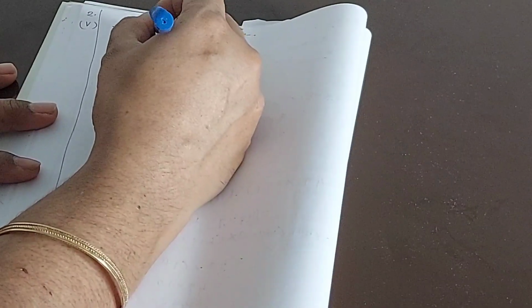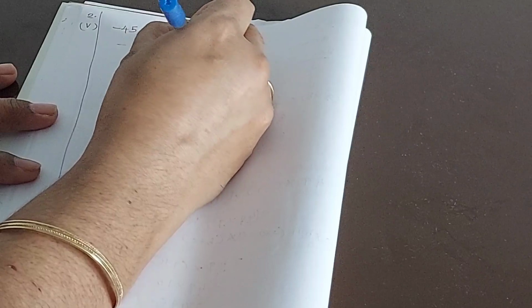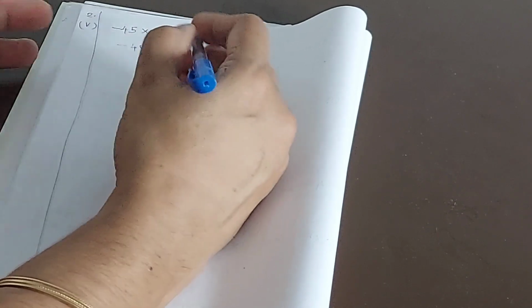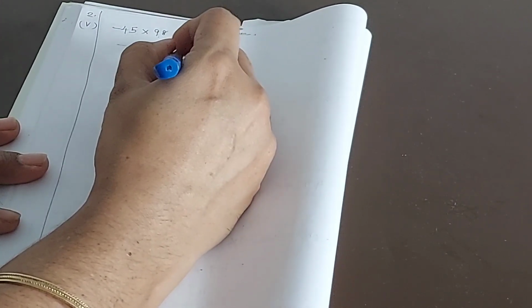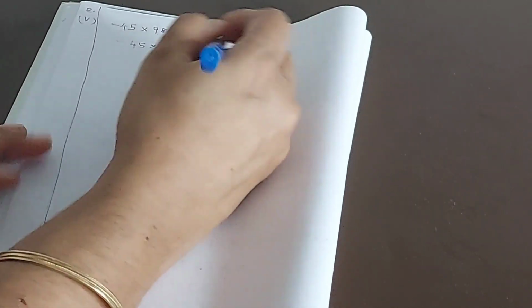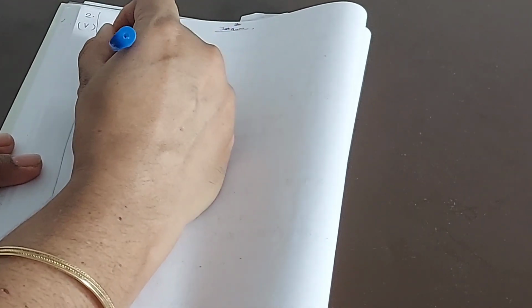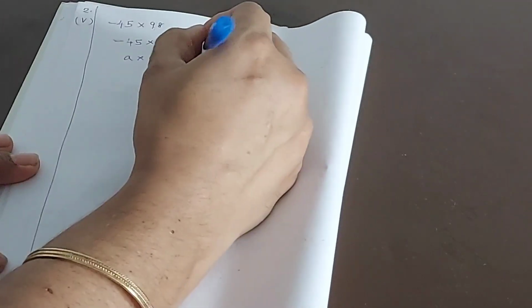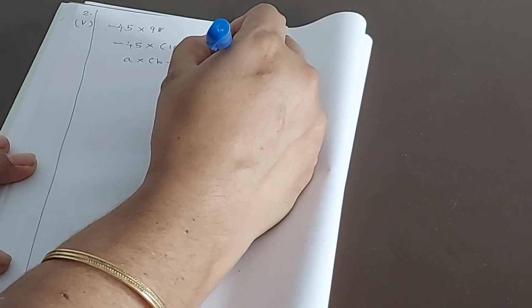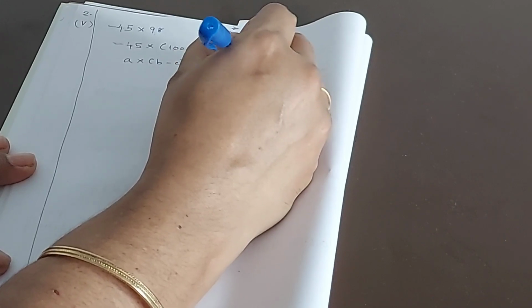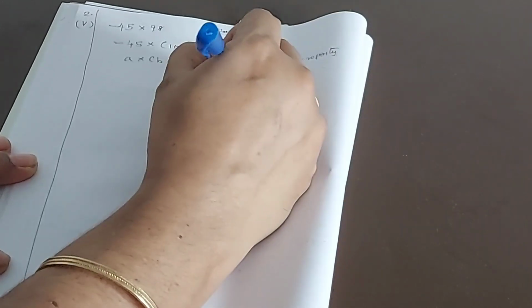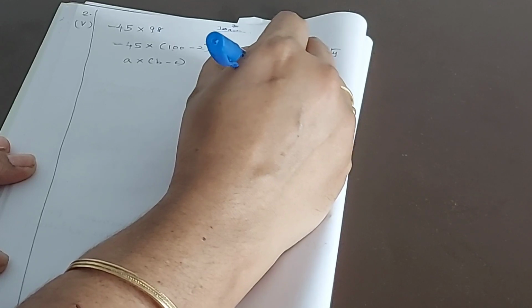For that, I am going to write this 98 as 100 minus 2, so 100 minus 2 is also 98. I am taking 98 as 100 minus 2 to apply the properties here. So what property can we apply here? It is in the form of A cross B minus C, so we are using the distributive property over addition, over subtraction, right?